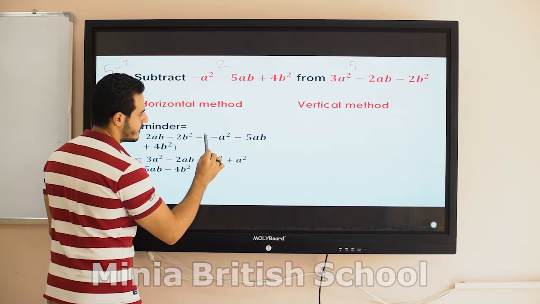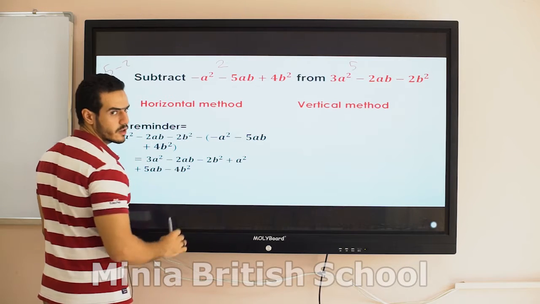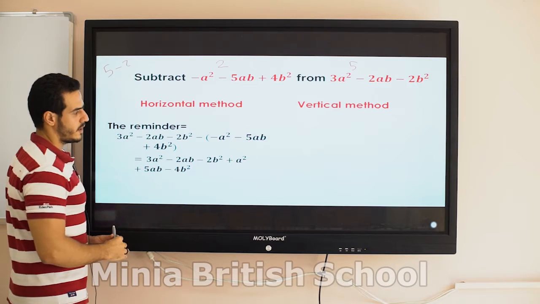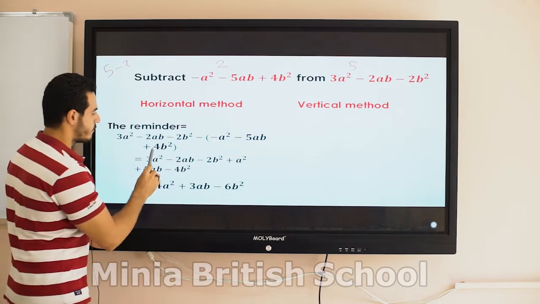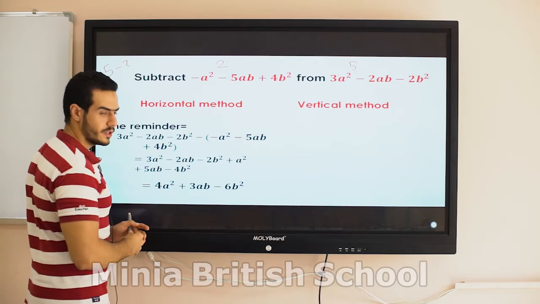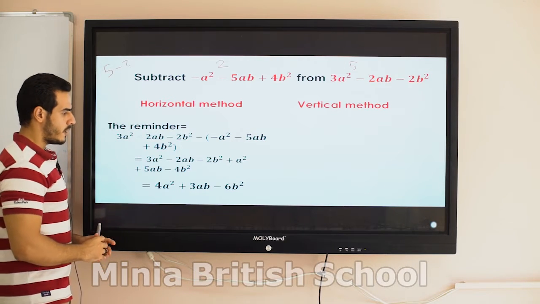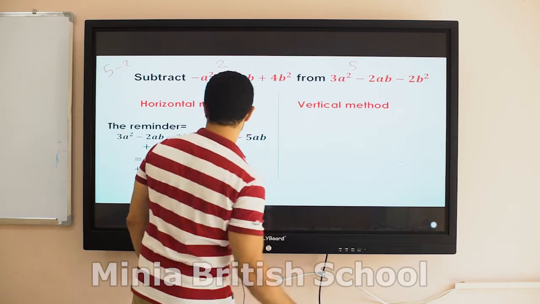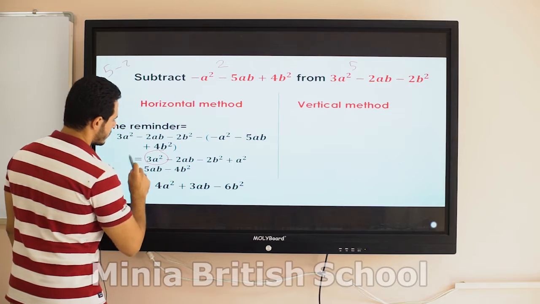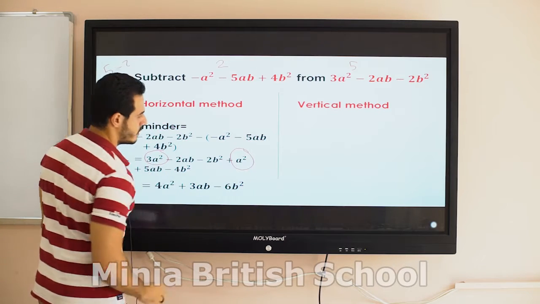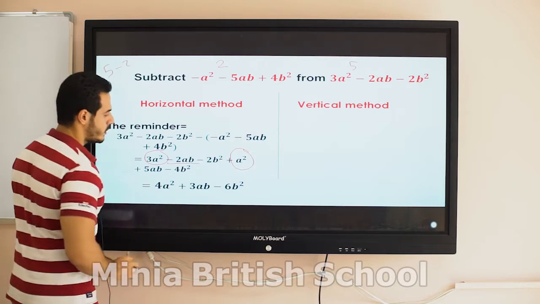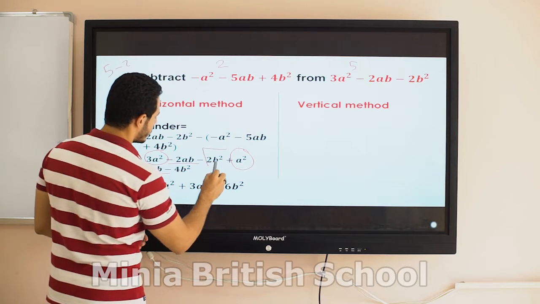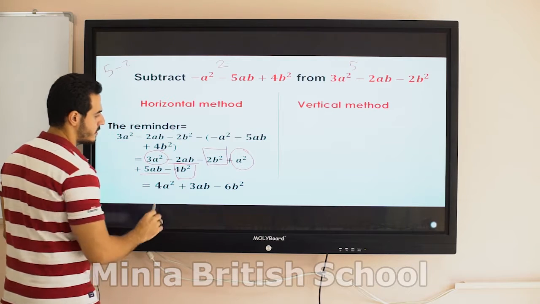The second expression: negative times negative a power 2 is positive a power 2. Negative times negative 5ab will be positive 5ab. Negative times negative 4p power 2 will be negative 4p power 2. Now take like terms with each other: 3a power 2 and a power 2, negative 2ab and positive 5ab, negative 2p square and negative 4p square.